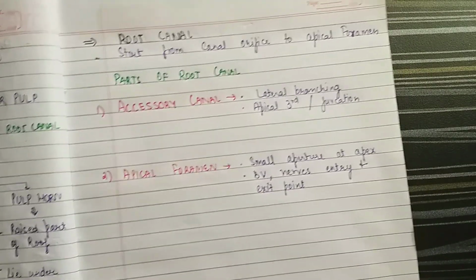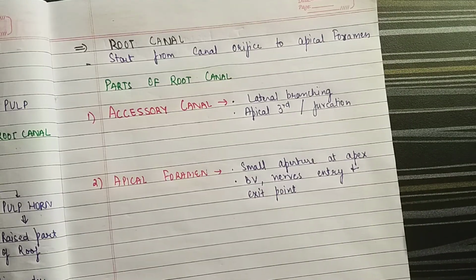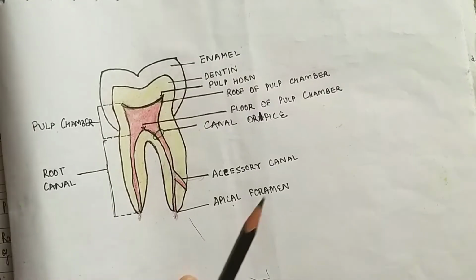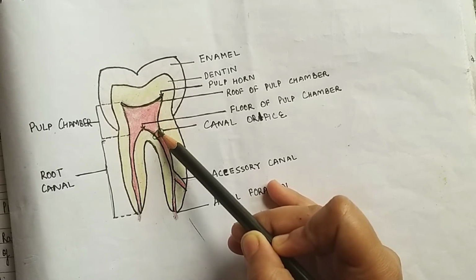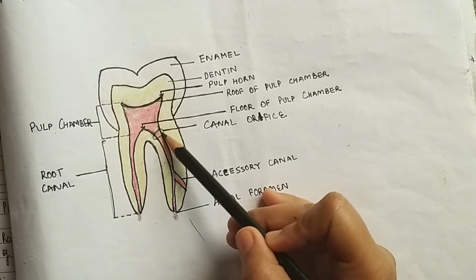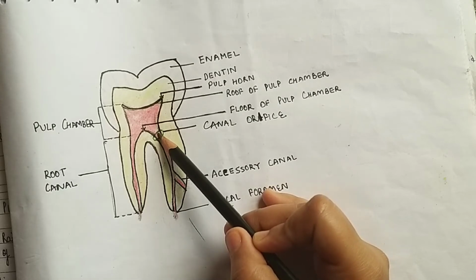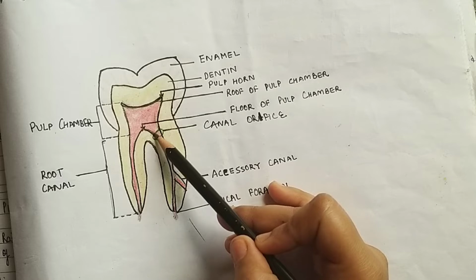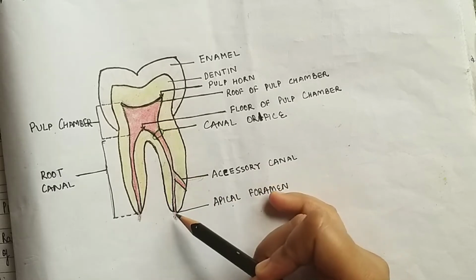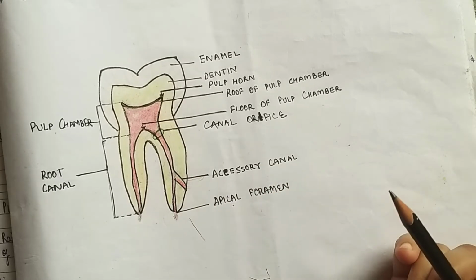Next we are going to study about the root canal. So root canal is a structure which begins from the canal orifice and extends up to the apical foramen. As you can see in this picture, this is a canal orifice. Now what is a canal orifice? An imaginary structure which marks the ending of the pulp chamber and beginning of root canal. So root canal structure starts from the canal orifice and ends in the apical foramen.